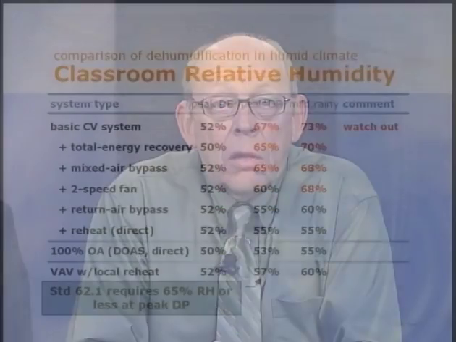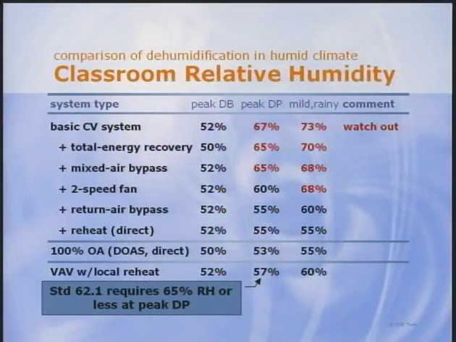We have analyzed many different systems and presented various publications listed in the bibliography. Here's a comparison of our results for a classroom in a humid climate, like New Orleans, at different load conditions. As we just saw, constant volume single zone systems often don't control RH at design dew point, much less on rainy days. Neither energy recovery nor mixed air bypass configurations control humidity very well.